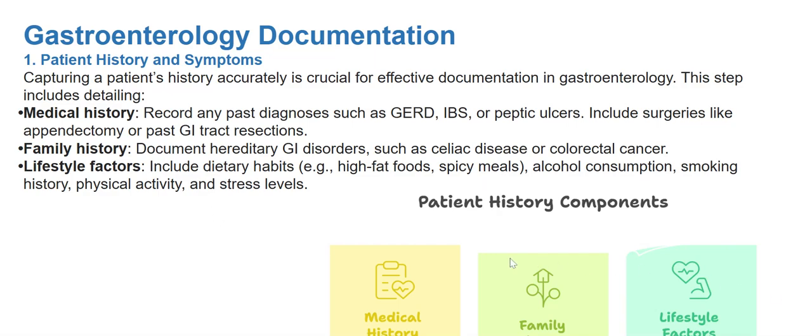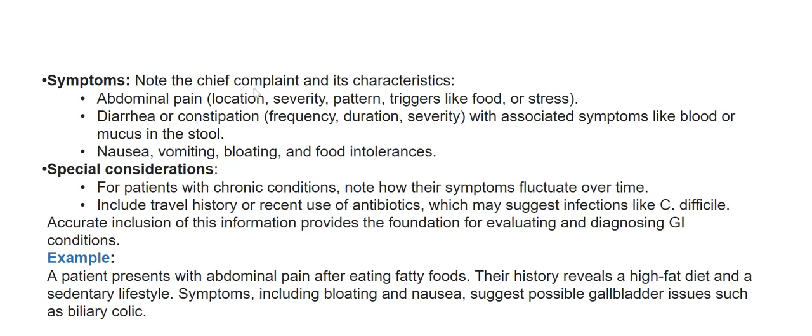And here is a diagram on patient history components. Symptoms, not the chief complaint and its characteristics. Abdominal pain: location, severity, pattern, triggers like food or stress. Diarrhea or constipation: frequency, duration, severity, with associated symptoms like blood or mucus in the stool, nausea, vomiting, bloating, and food intolerances.